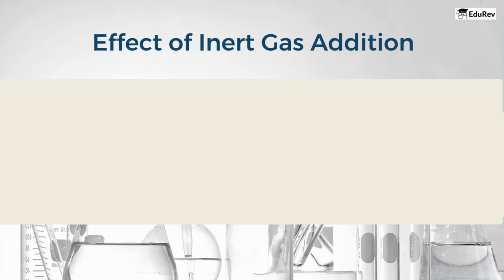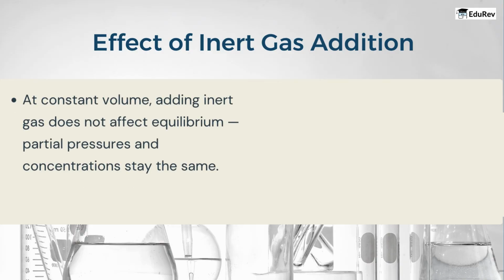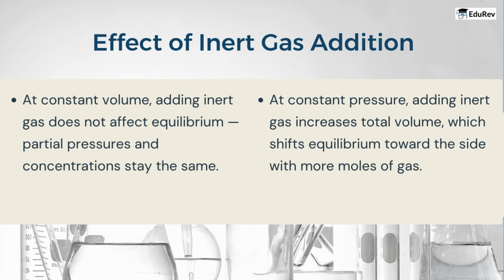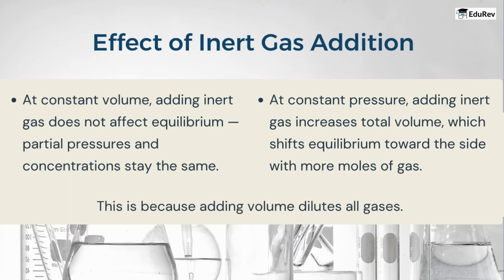Effect of inert gas addition. At constant volume, adding inert gas does not affect equilibrium, partial pressures and concentrations stay the same. At constant pressure, adding inert gas increases total volume, which shifts equilibrium toward the side with more moles of gas. This is because adding volume dilutes all gases.